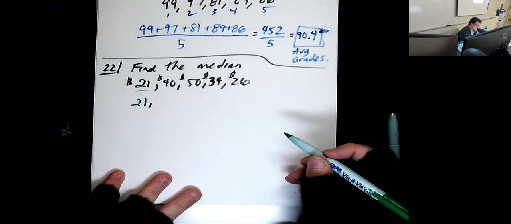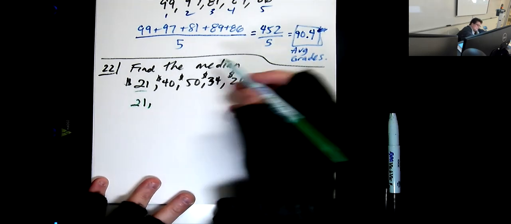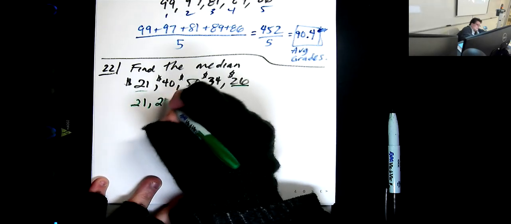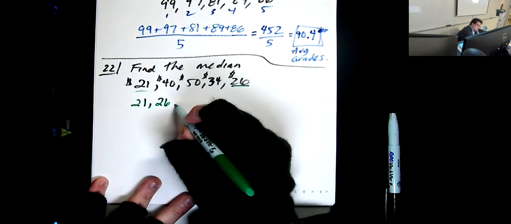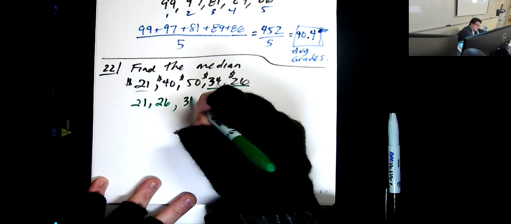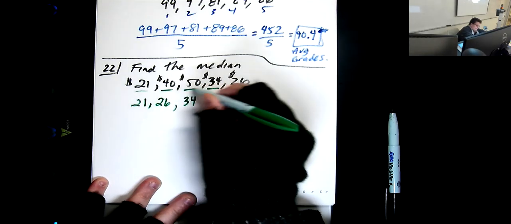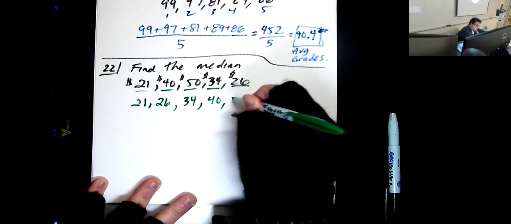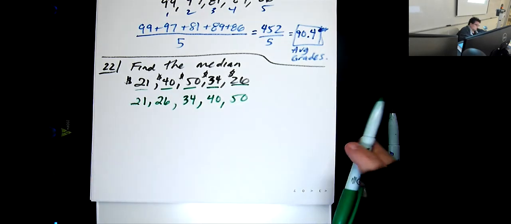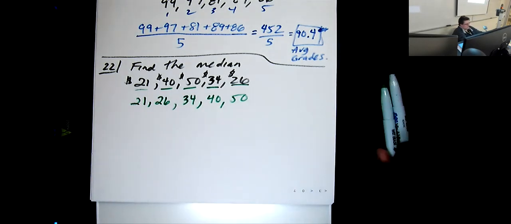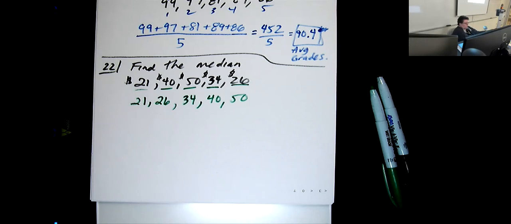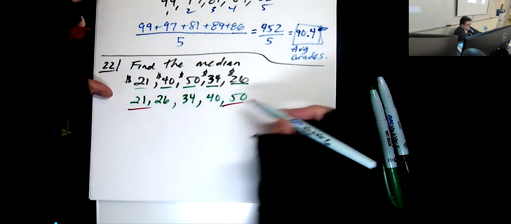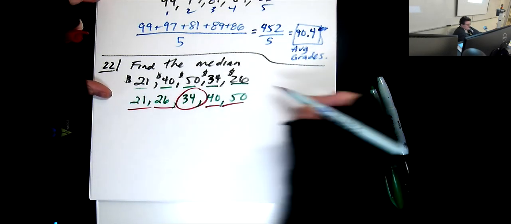Just make it simple. Then the next lowest number is a 26. Then the next lowest number is a 34. And then I've got 40 and 50. When it's an odd number, it's really easy to do. We just go inward until we get in the middle, and we get 34.